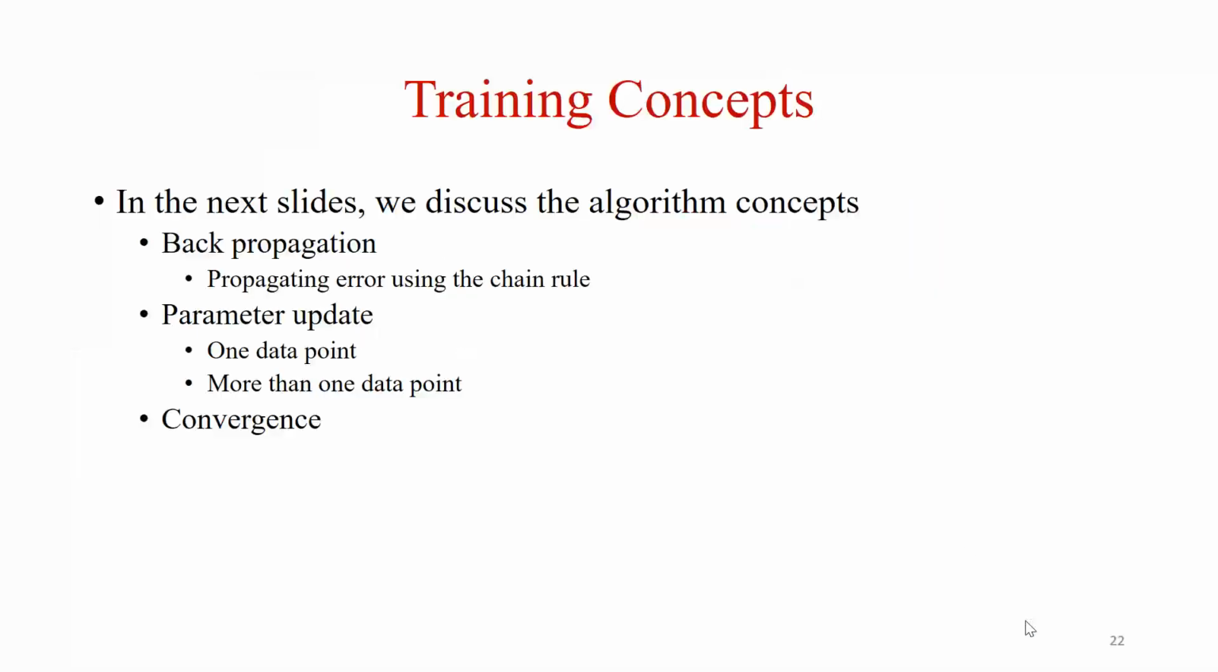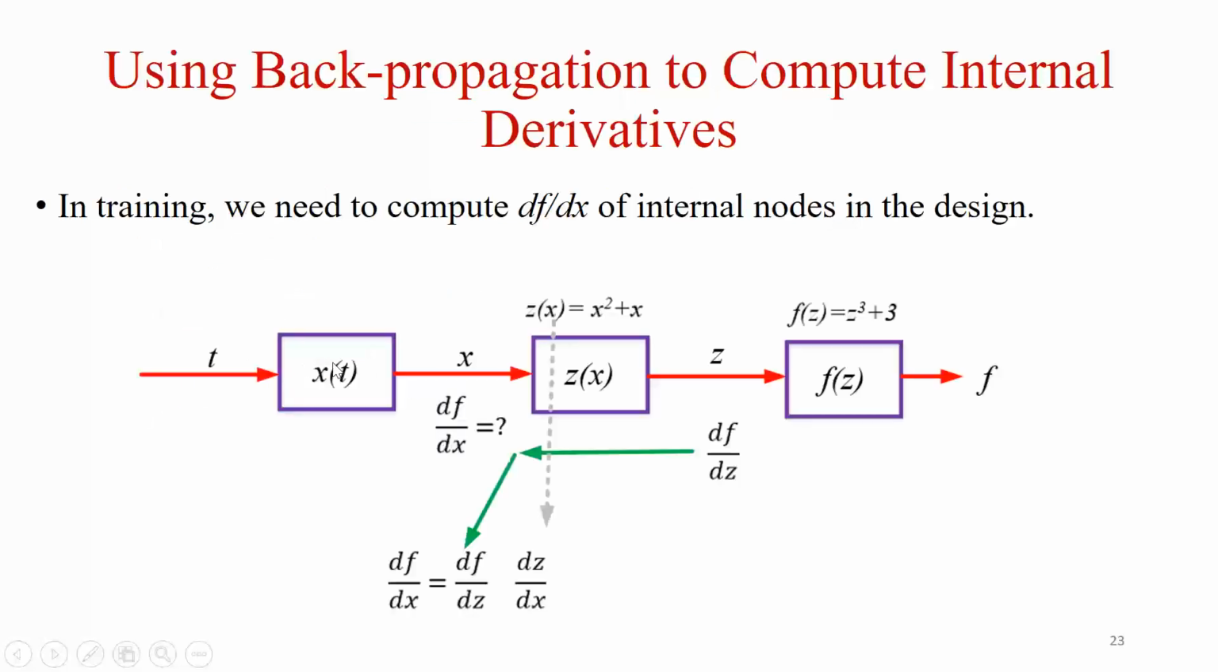Okay, we are continuing the lecture for neural network training, and in this second part we will look at key concepts in the training process, backpropagation, and we will see how we will use the chain rule. Parameter update, we'll look at two examples, one data point and more than one data point, and the concept of convergence. Okay, so let's get going.